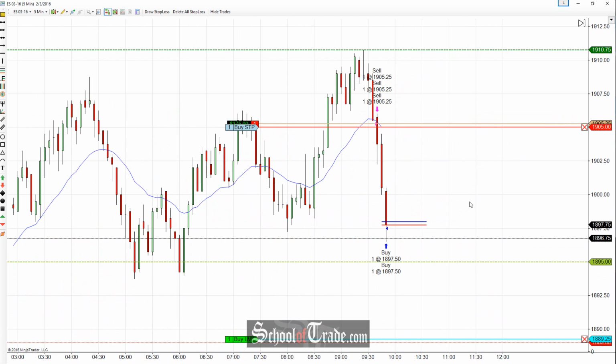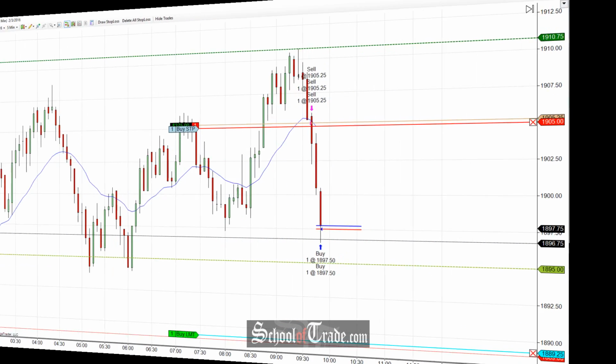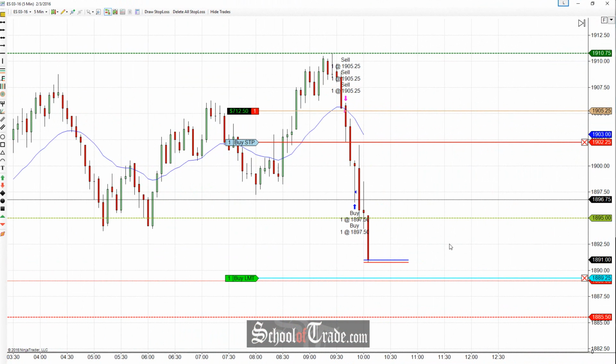Sellers are wholeheartedly dominant in this move. Now we just need to see if they can finish off the job to 89 1/4. So far, we're seeing an absolutely massive amount of selling pressure come in. There hasn't been a single bull candle on this 5-minute chart since 9:30. So the bears are still firmly in control.